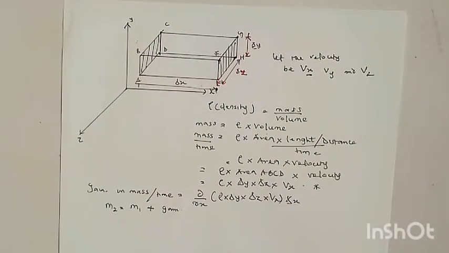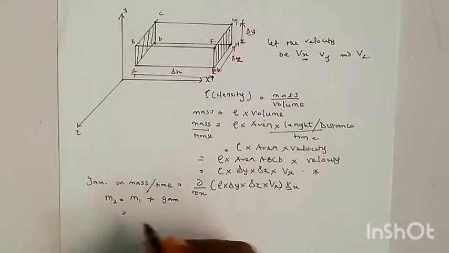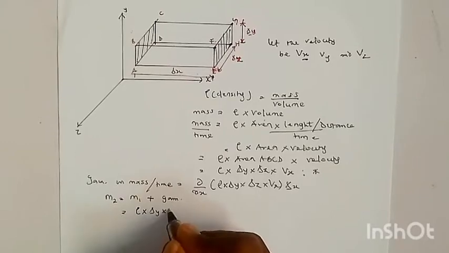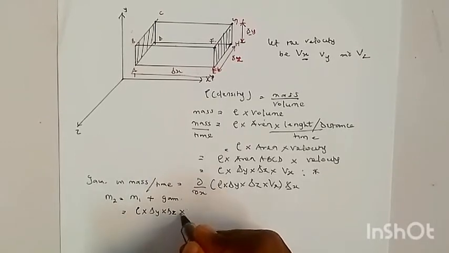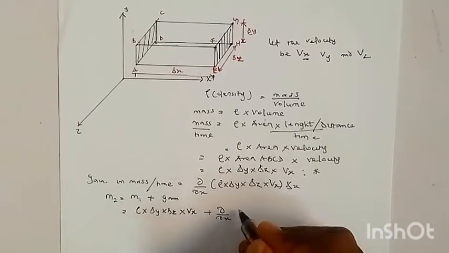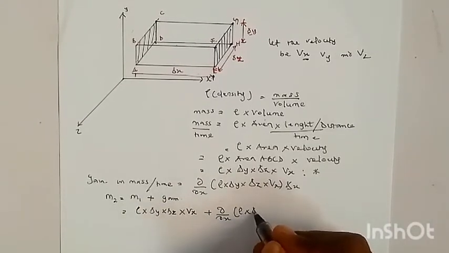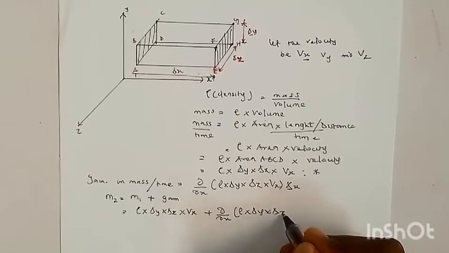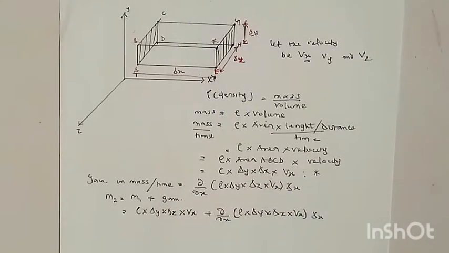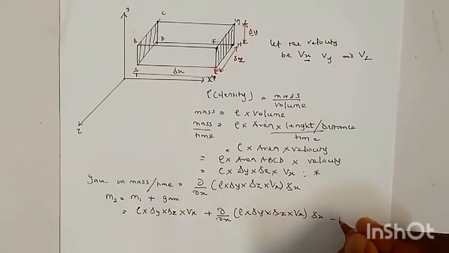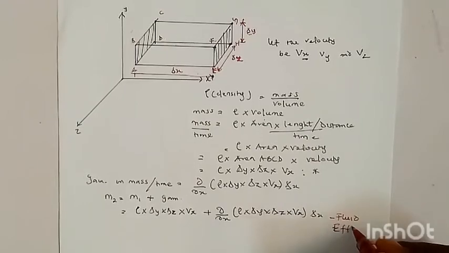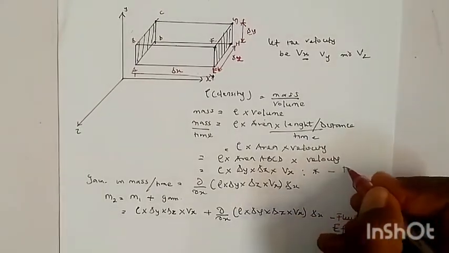So now, how do we go about this? My new mass flow rate is equal to, my M1 is equal to what? My density times the y times the z times vx, plus the gain in the x of density times the y times the z times velocity in x. So we can basically assume this is called fluid efflux, and this will be my fluid influx.